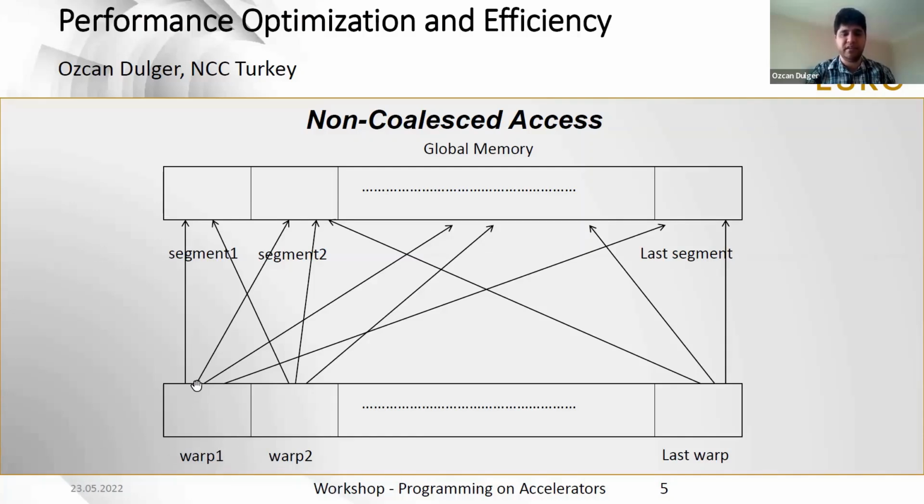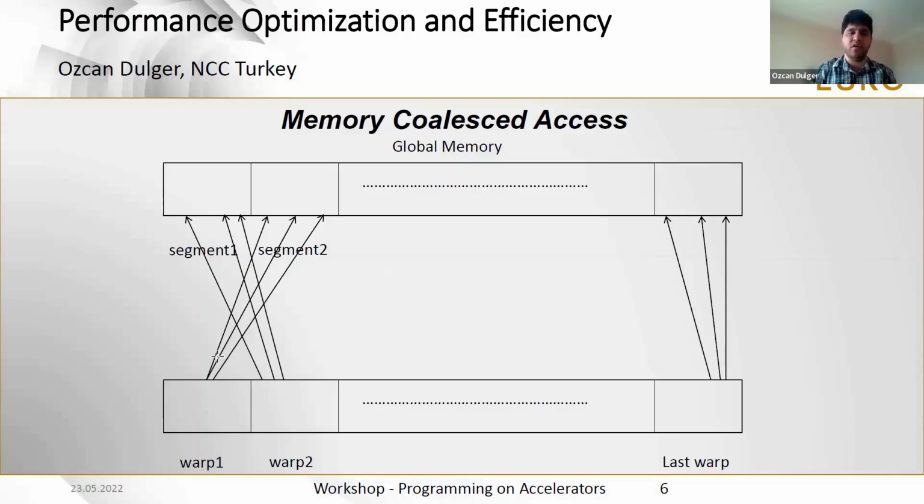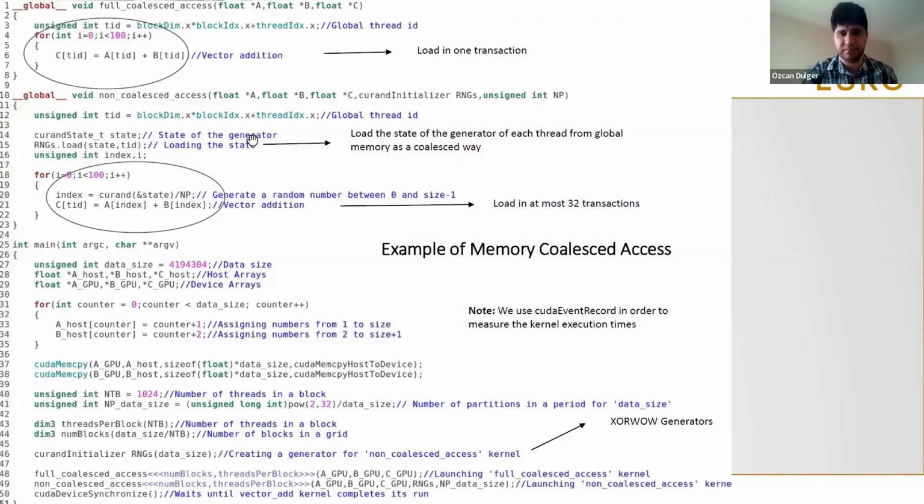Here there are warps. The arrows are the threads in this picture, and the threads in a warp access different segments of the global memory, as you see. So the operations become serial. So how can we overcome this problem? The idea is to force the threads in the same warp to access the same segment of the global memory. This is the idea. Let me show you an example.